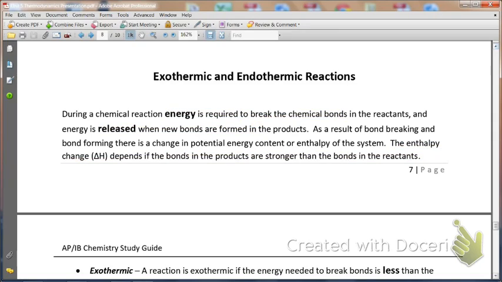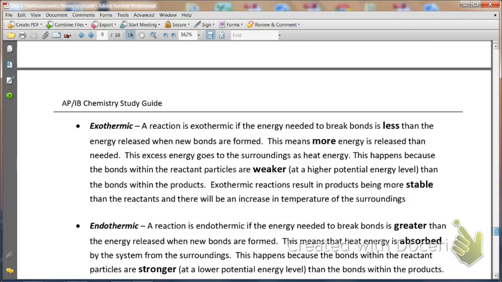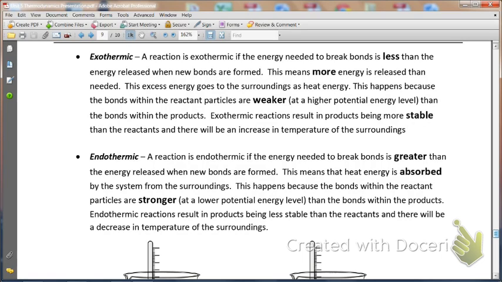All right, so let's get into the classification of endo and exothermic reactions here. All right, this is the way to look at an exothermic reaction. A reaction is exothermic if the energy needed to break bonds is less than the energy released when new bonds are formed. This means, really, that more energy is released than is needed. All right. This excess energy is going to go in the surrounding environment as heat energy.